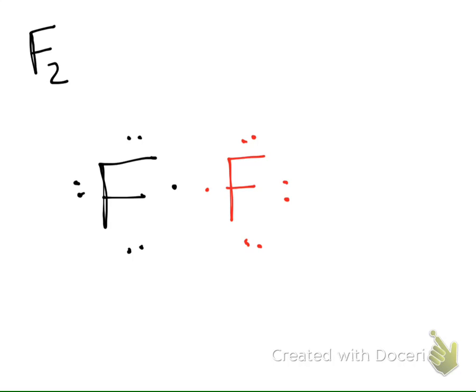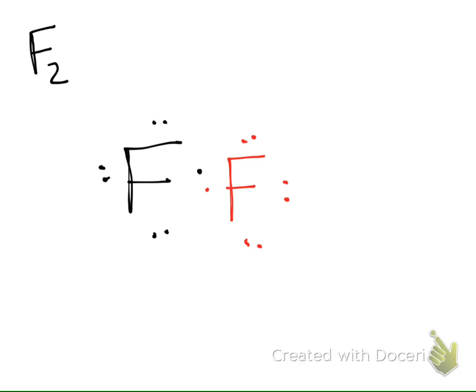Okay, so these two fluorine atoms that we want to be bonded together, what do you think is going to happen with these two guys? They're going to share them. Oh, they complete each other. Okay, so when we share, you all learned when you were little to share. I'm going to try and move this over here. We'll see if it works. Okay, so we're going to share those into one single bond.